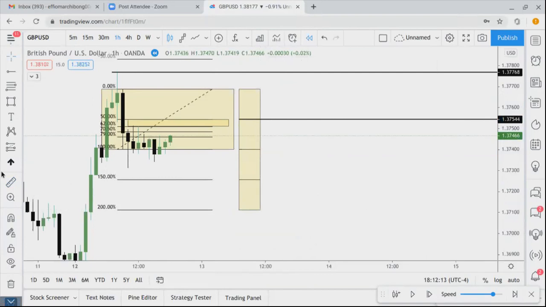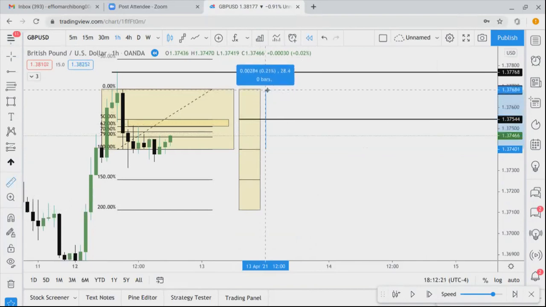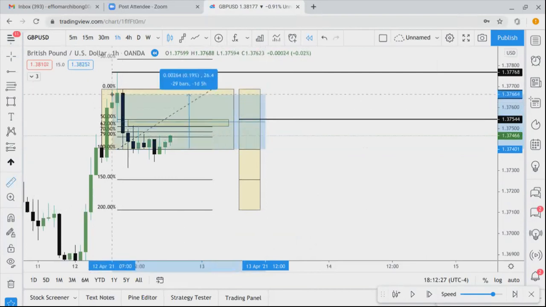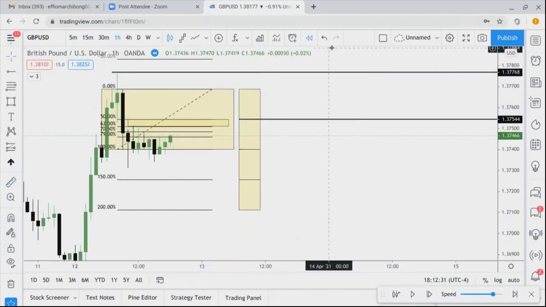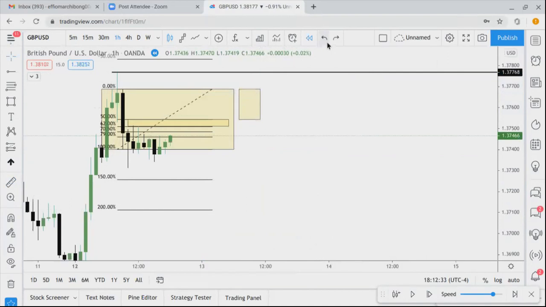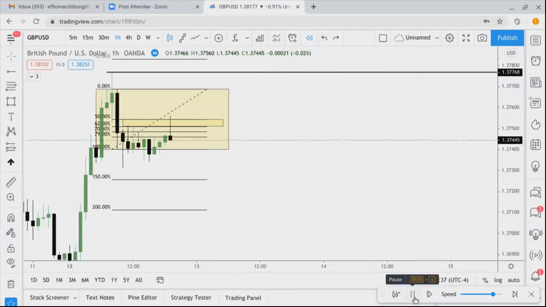But if I take it from here, it is more or less about 1:1, and in most cases it's actually less. I'm actually risking more to gain less. Why? Because of this wick right here. Okay, having said that, we're going to press play now and see what happens.